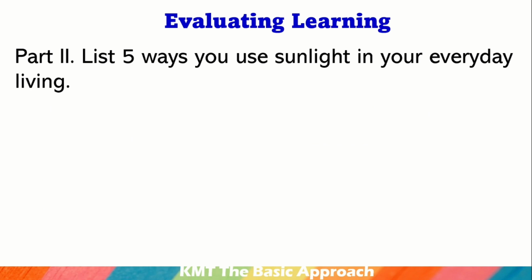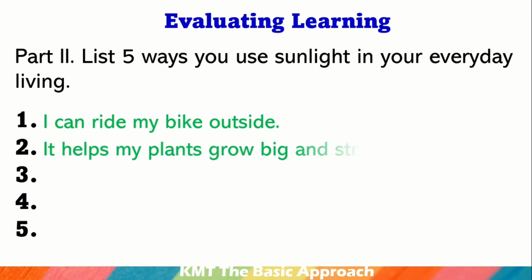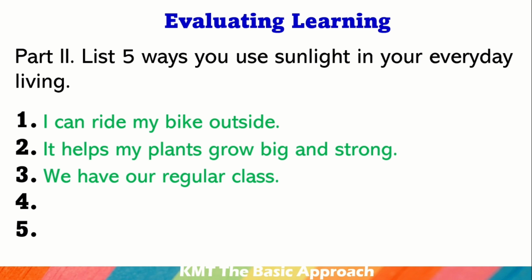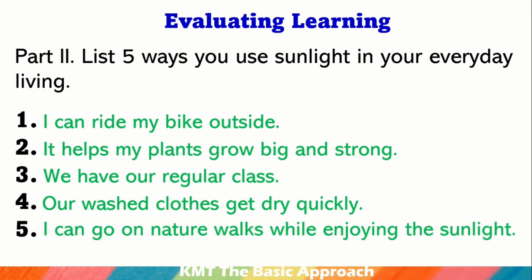For part 2, list 5 ways you use sunlight in your everyday living. In this part, answers may vary. The following are some of the possible answers. I can ride my bike outside. It helps my plants grow big and strong. We have our regular class. Our wash clothes get dry quickly. I can go on nature walks while enjoying the sunlight.